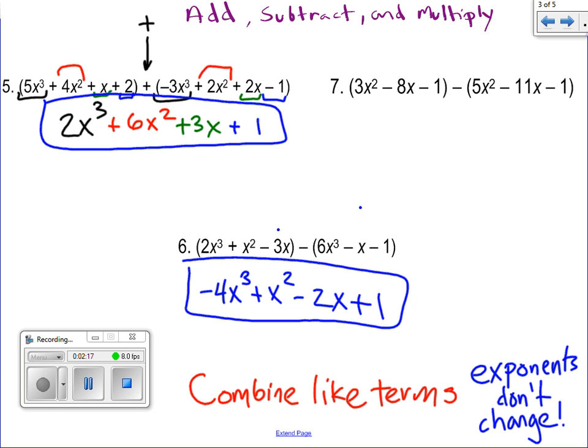All right, problem number 7. I've got negative 2x squared plus 3x. Negative 1 minus negative 1. Something minus itself is nothing. So, final answer there: negative 2x squared plus 3x.